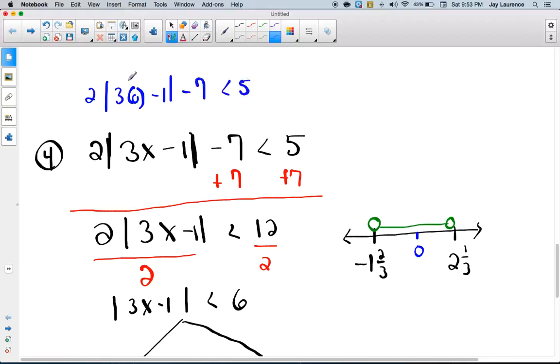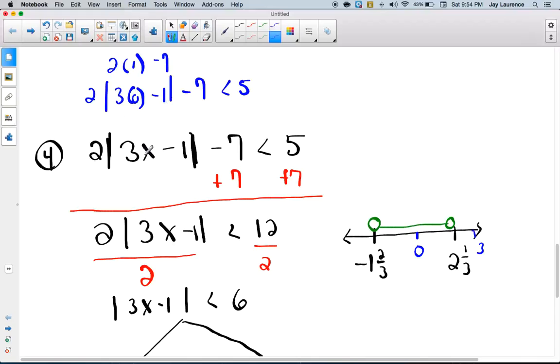So let's see. 3 times 0 is 0. 0 minus 1 is negative 1. Absolute value of negative 1 is 1. So I have 2 times 1 minus 7. 2 times 1 is 2, minus 7 is negative 5, which is less than 5. Hunky-dory.